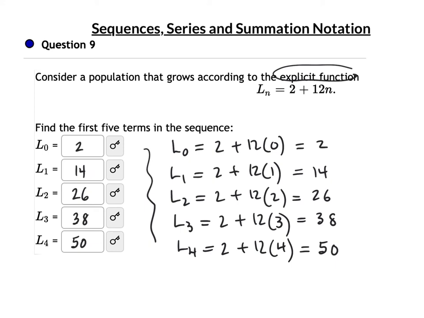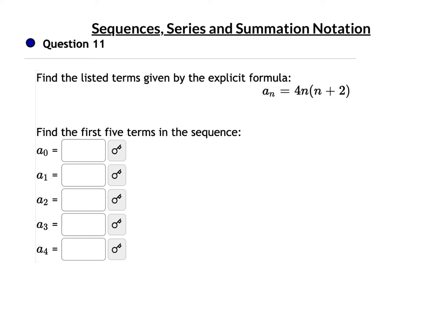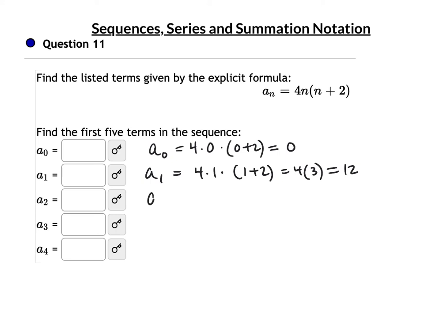Question 11 is another explicit formula. A sub n equals 4 times n times n plus 2. A sub 0 then would be 4 times 0 times 0 plus 2, which is 0. A sub 1 would be 4 times 1 times 1 plus 2, which is 4 times 3, which is 12. A sub 2 is 4 times 2 times 2 plus 2, that's 8 times 4, 32.